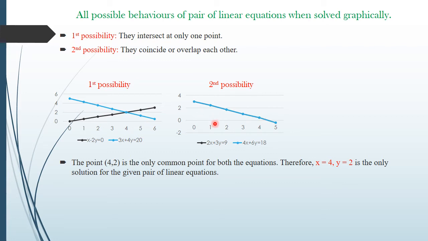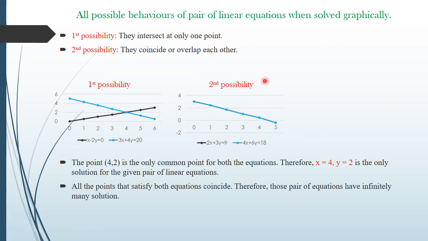Therefore, we have many solutions that satisfy both equations. All the points that satisfy one equation will definitely satisfy the other equation, as they lie on this line. Thus, we can conclude for this second possibility that all the points that satisfy both equations coincide, meaning this pair of equations has infinitely many solutions. We cannot have only one solution; we have infinitely many solutions that will satisfy both equations.